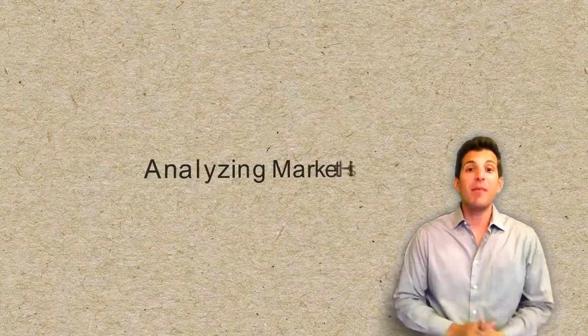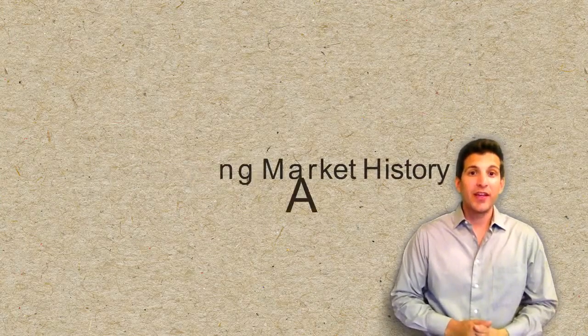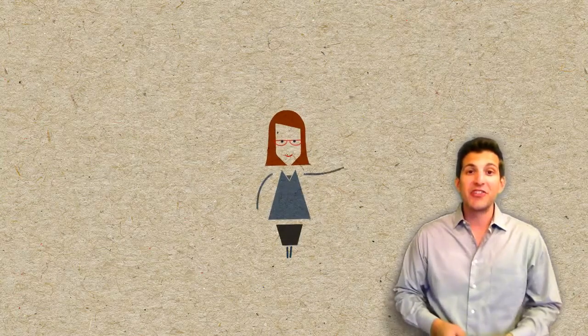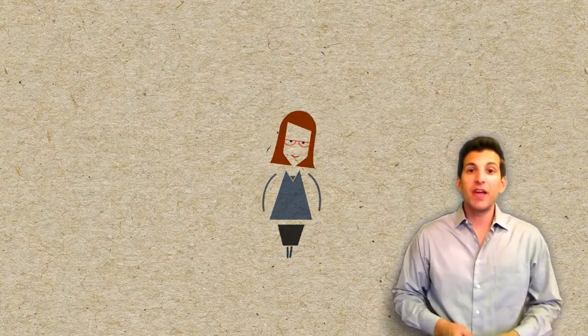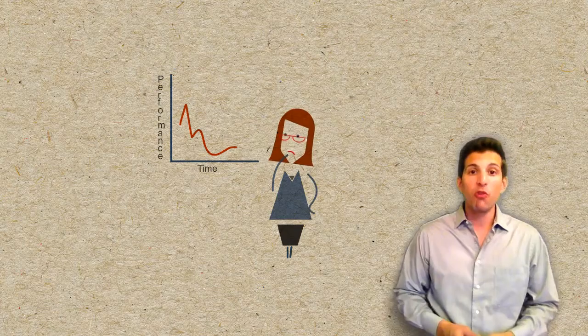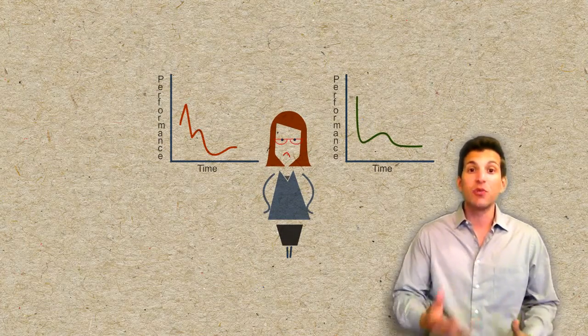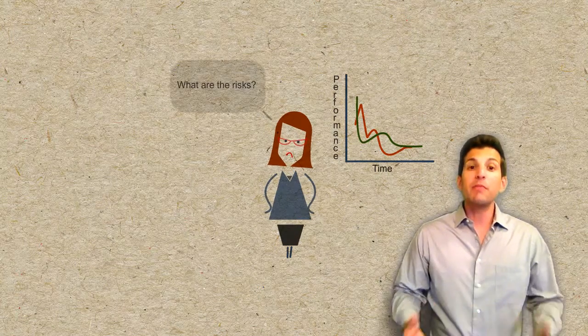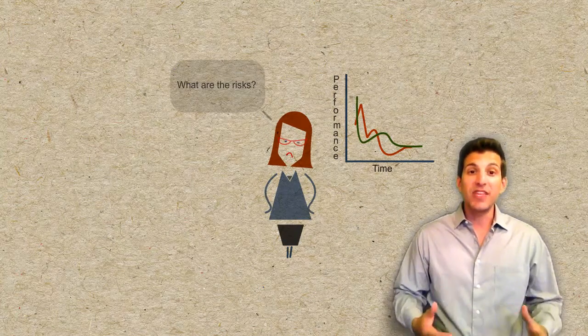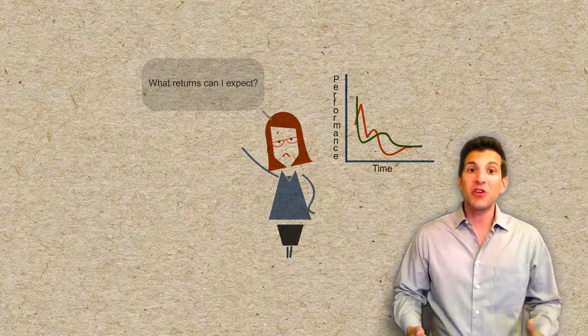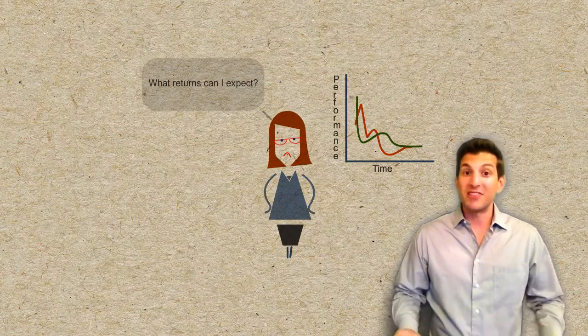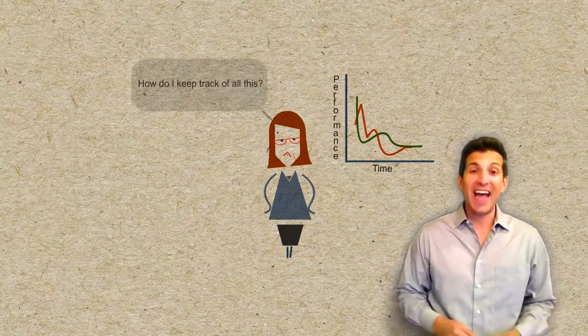Hi, today's topic is analyzing market history. As an investor or financial manager, you may be interested in how investments or different types perform over a period of time, or you may want to see how they perform relative to one another. You may want to compare the risks involved in each of these investments, or even the returns you can expect from them. Is there an easy way to keep track of all these aspects?